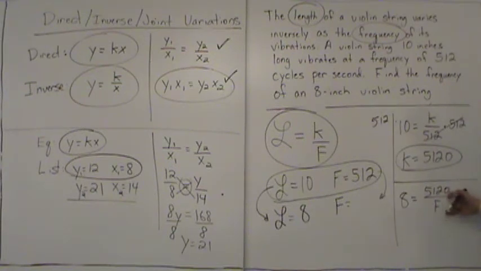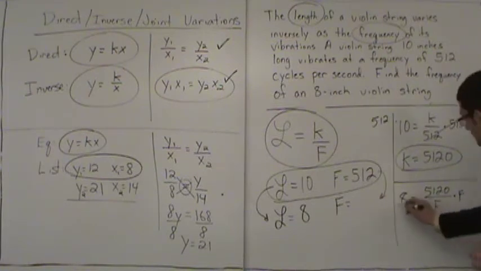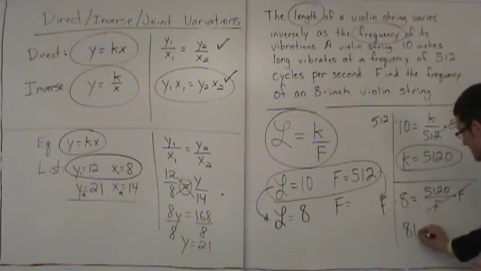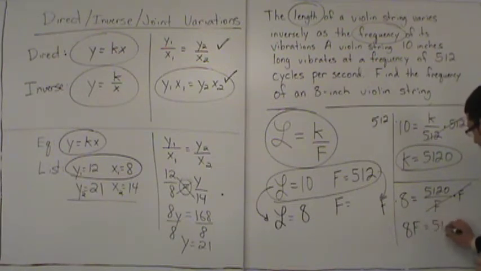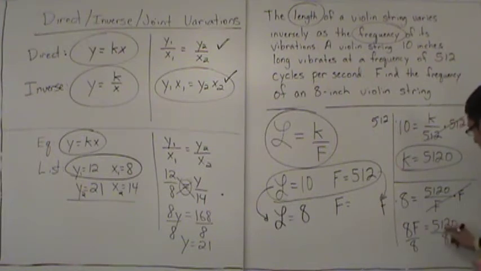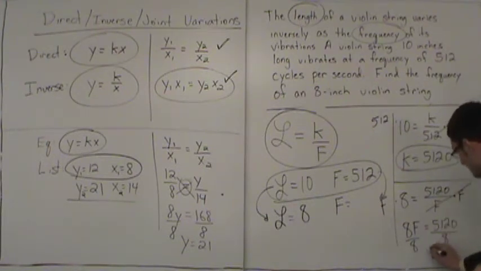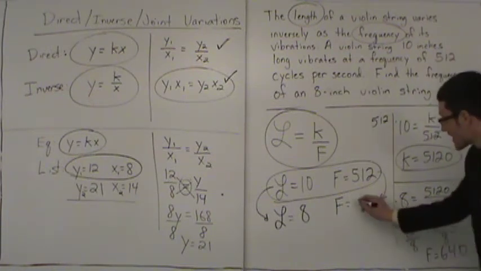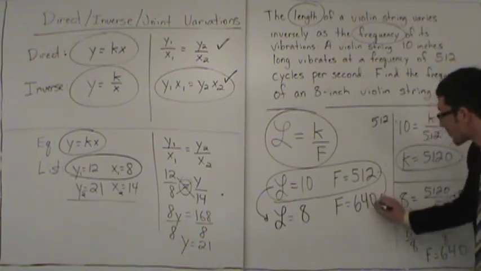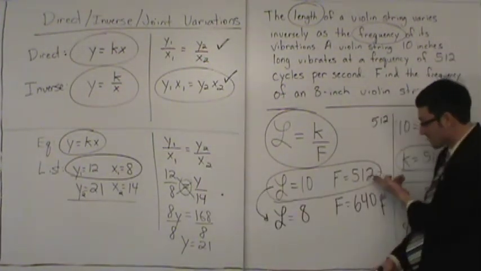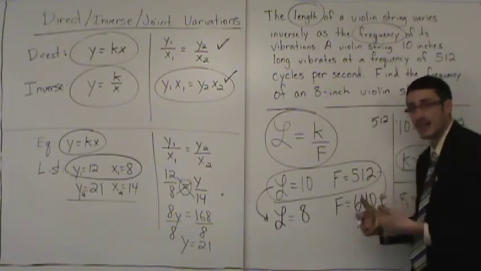How do we get F out of the denominator? We multiply by F. This cancels. Now we have 8 times F equals 5,120. We divide by 8. We get F equals 640. Okay, so we got F equals 640. And is this consistent with what we expected? As the length went down, the frequency went up. So yes, this is consistent.